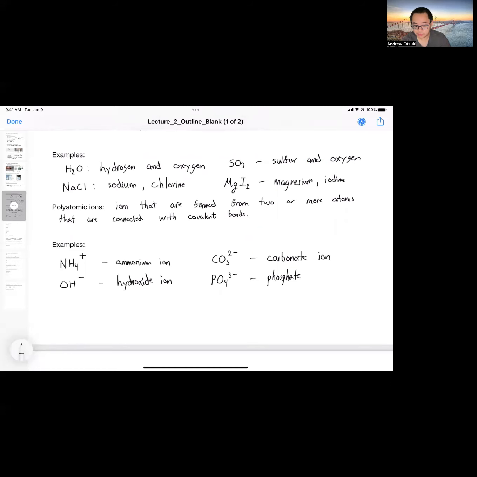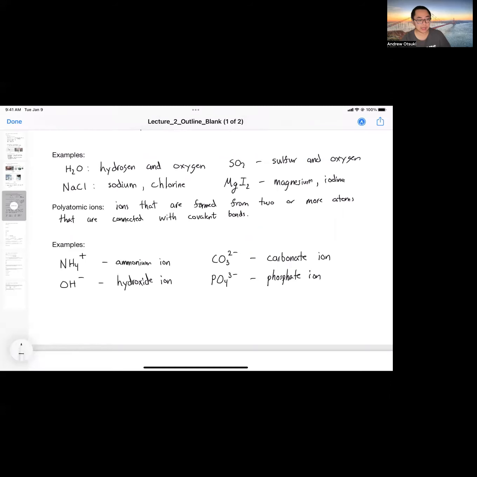So carbonate will be CO3 2 minus, because carbonic acid is H2CO3. And phosphate comes from phosphoric acid, which is H3PO4, the neutral compound. So we remove 3 hydrogens. That means to conserve the charge balance, phosphate will be 3 minus, so phosphate ion.